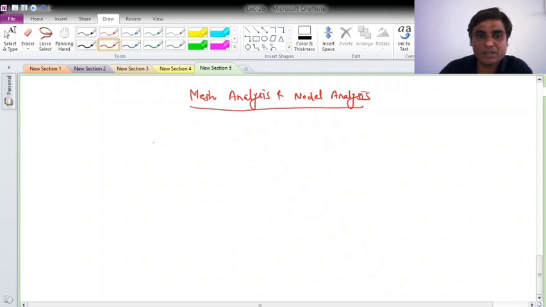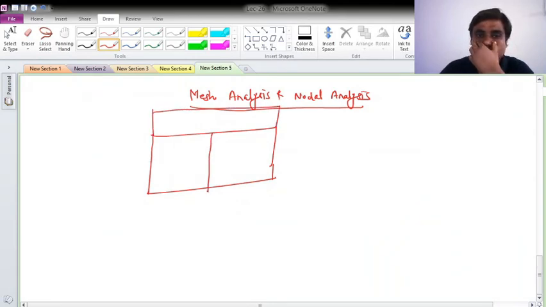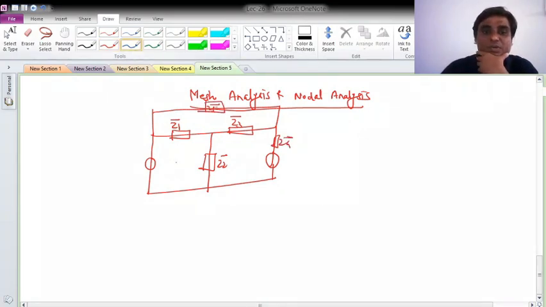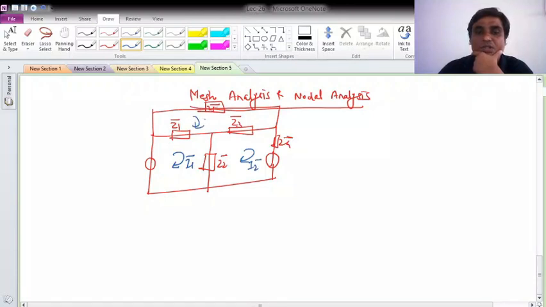We have already seen this for the resistive network. Suppose this is my skeleton, and there are some sources here, some Z1 bar here, some Z2 bar, here some Z3 bar, here also some source, some Z4 bar, and let's say here Z5 bar. So how can you apply the mesh? There will be three independent meshes. This will be I1 mesh current, this is I2 mesh current, and this is the third mesh current.